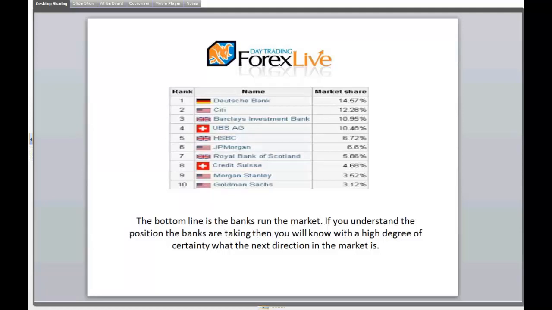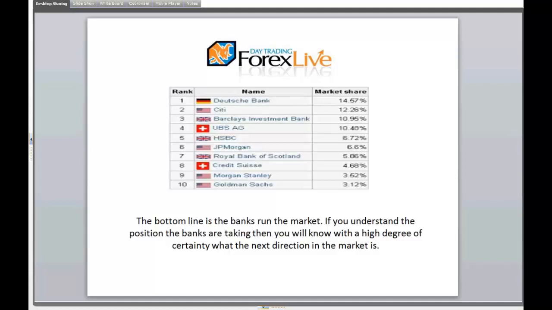And if you add all these numbers together, what you'll come to see is that a very small group, and I don't mean small in the sense that these are small institutions, but as far as the number of people trading in the market, 10 institutions control well over 70% of the volume in the Forex market.